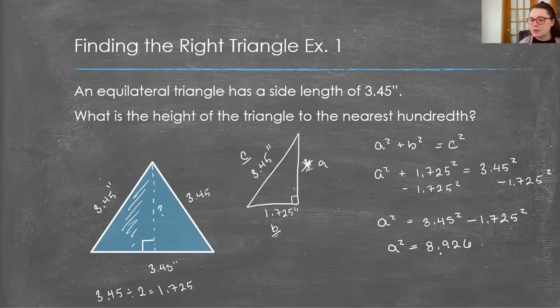So a squared equals 8.926, and then we just take our square root because we want just a, we don't want a squared. So a is equal to 2.99 inches, which equals the height.